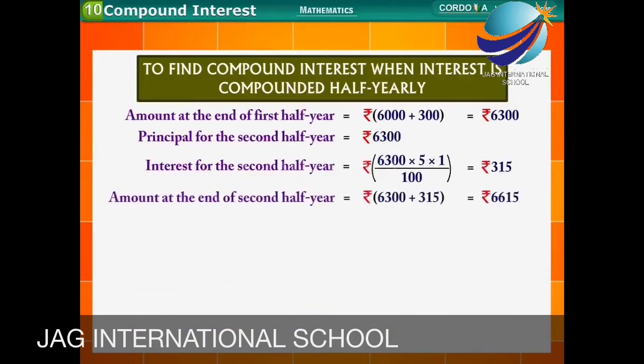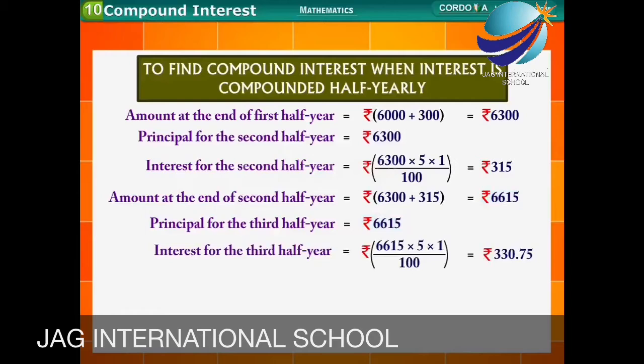Amount at the end of second half year is equal to rupees 6,300 plus 315 is equal to rupees 6,615. Principal for the third half year is equal to rupees 6,615.